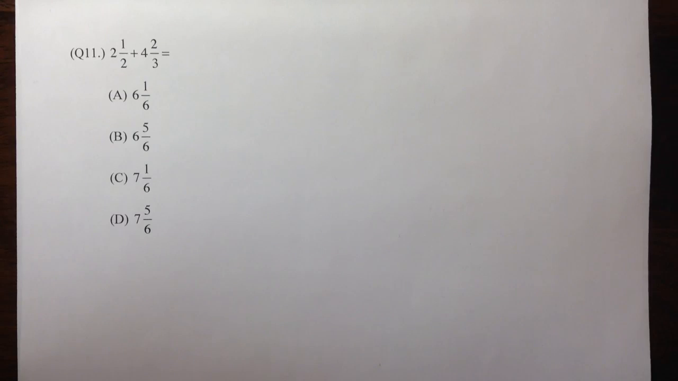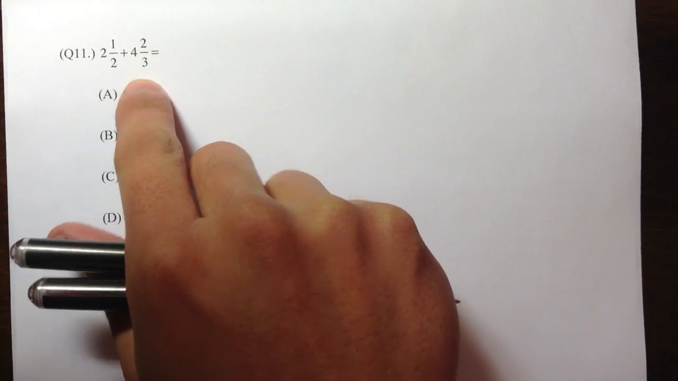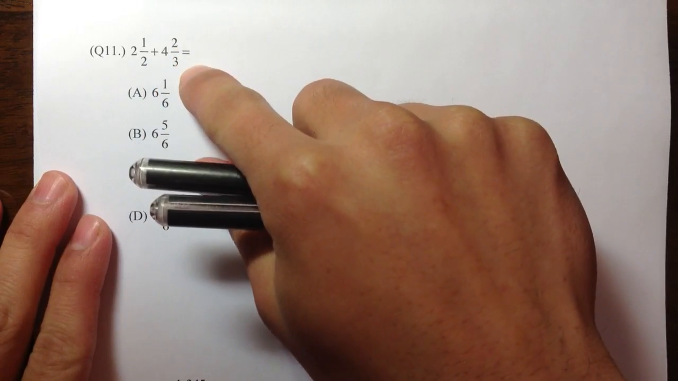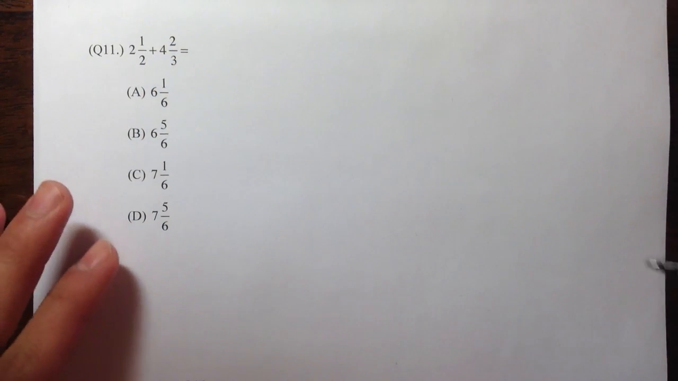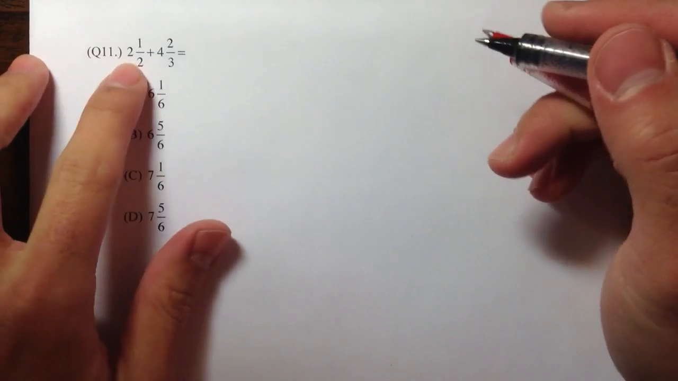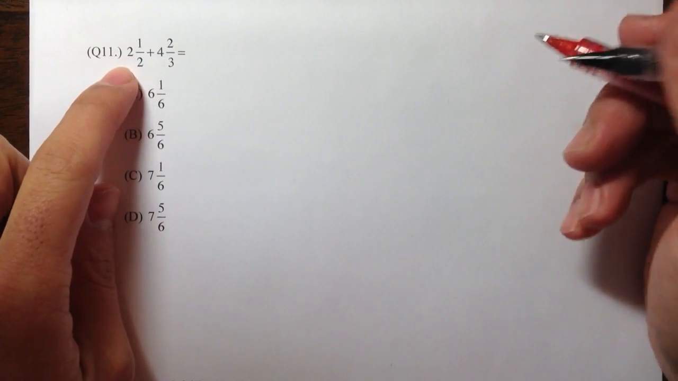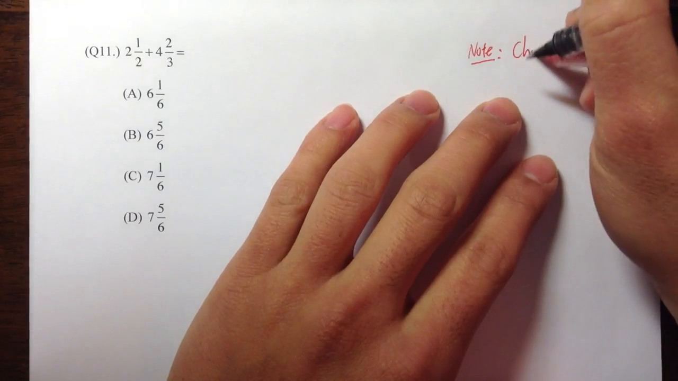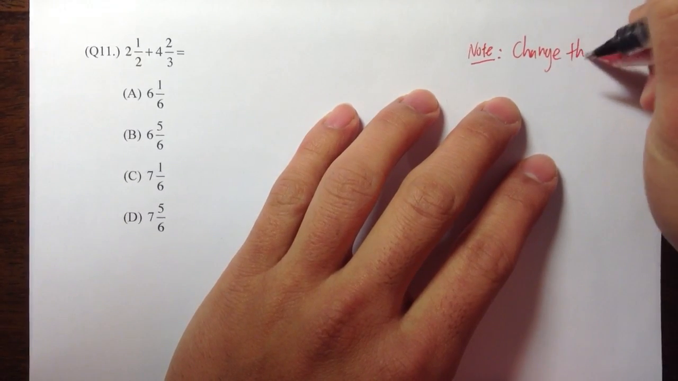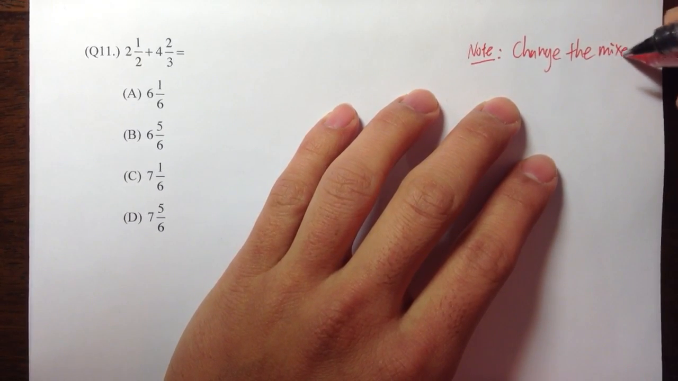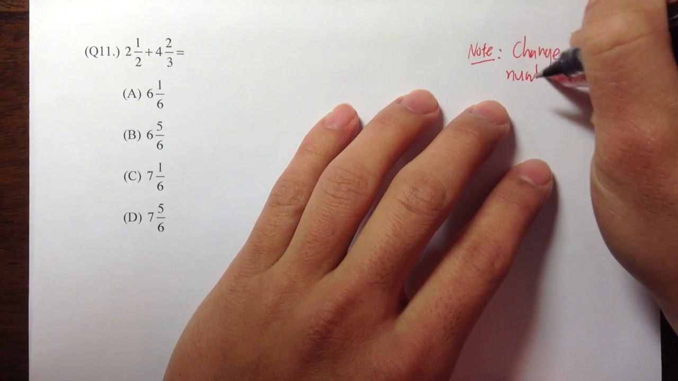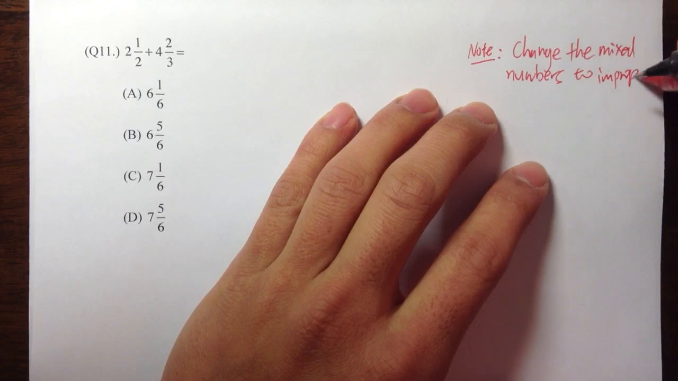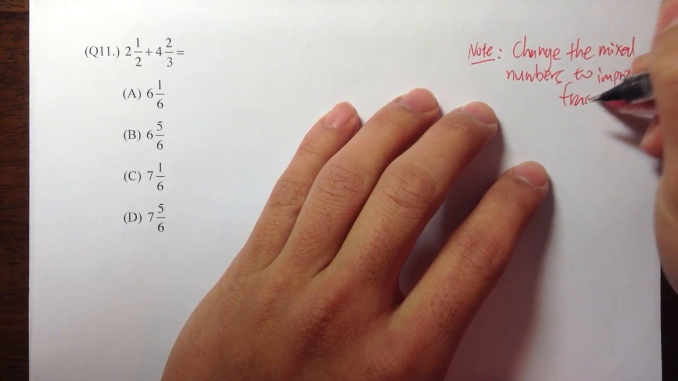For question 11, we are going to add two mixed numbers, 2 and 1/2 plus 4 and 2/3. The first step, just like question number 1, we are going to make the mixed numbers into improper fractions. So let me make a note. Change the mixed numbers to improper fractions.